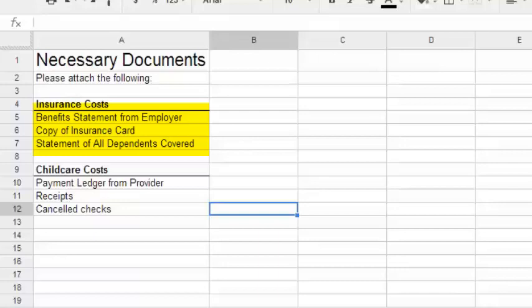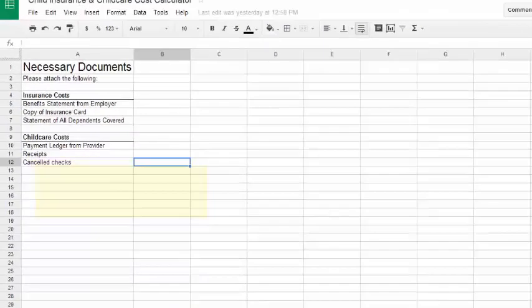You need a copy of your insurance card that shows who's covered on the plan, or a statement from your HR or employer that shows you which dependents are covered. For the child care costs, you're going to need a payment ledger from the provider or invoice, that shows your payments, receipts, canceled checks showing how much you've paid.